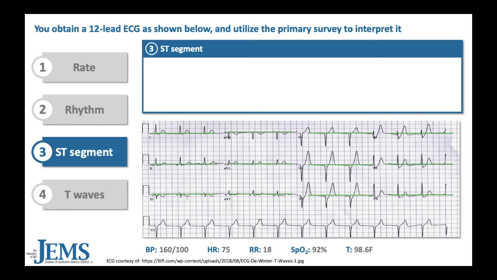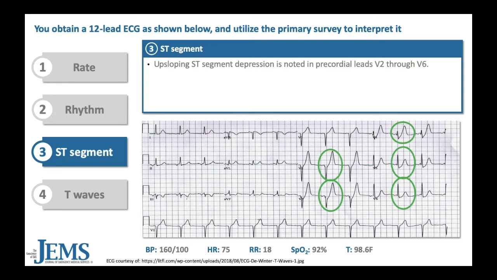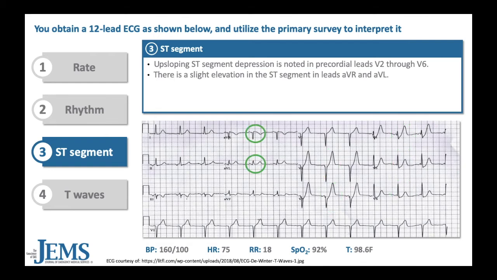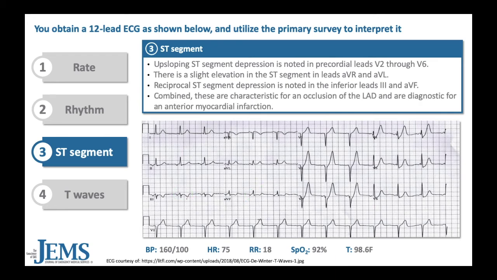Assessing our ST segments for signs of elevation or depression, we can see that there is upsloping ST segment depression in leads V2 through V6 contiguously. There's also slight elevation of the ST segments in AVR and AVL, and what looks to be reciprocal ST segment depression in the inferior leads 3 and AVF. These findings are actually indicative of an anterior wall myocardial infarction. I'll explain this in more detail, but first let's take a look at the T waves as they play an important role in this diagnosis.